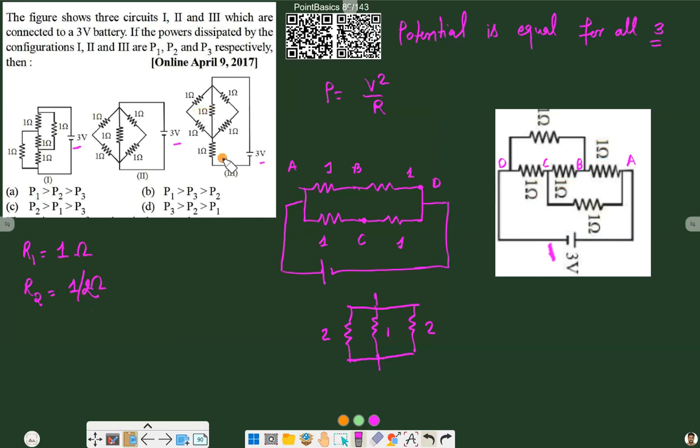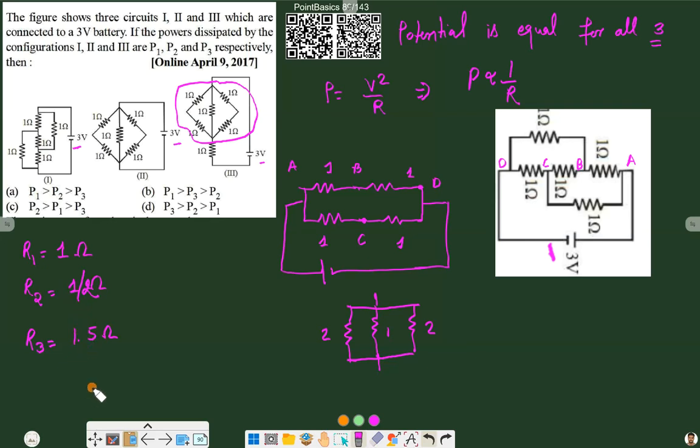Now coming to the third circuit, as this part we have already solved, this will give us 1 by 2 ohm or 0.5 ohm, and that in series with 1 ohm will give us 1.5 ohm. So R3 is equal to 1.5 ohm. So we have the resistance of all three, and from this formula we can see that power is inversely proportional to the value of resistance. So the higher the value of resistance, the lower will be the power. So R3 will be the lowest, R1 will be the intermediate and R2 will be the highest.